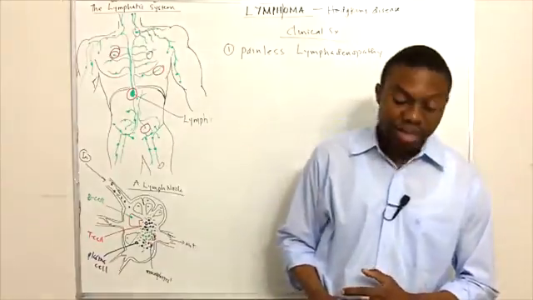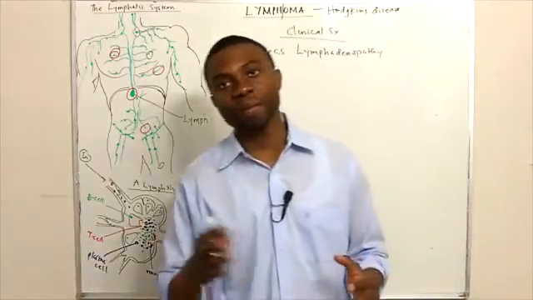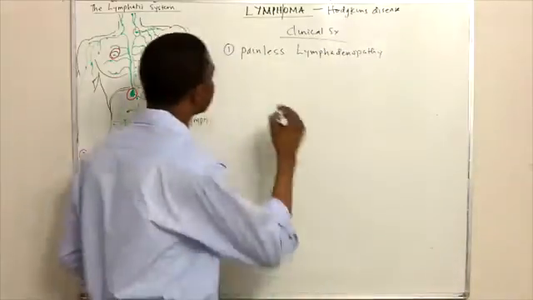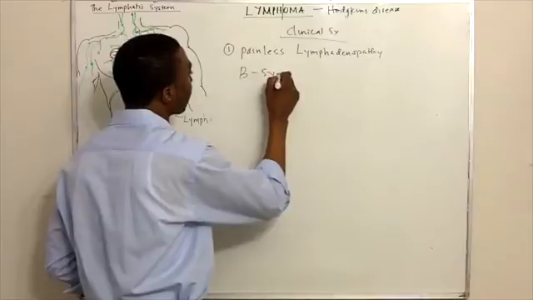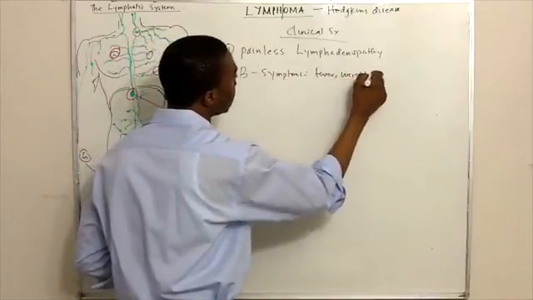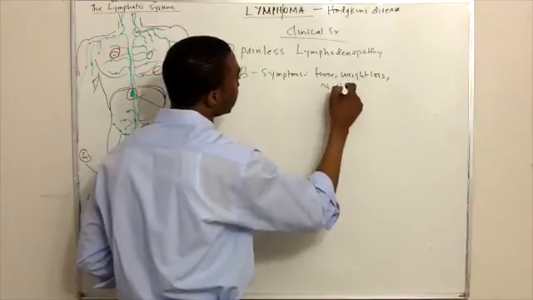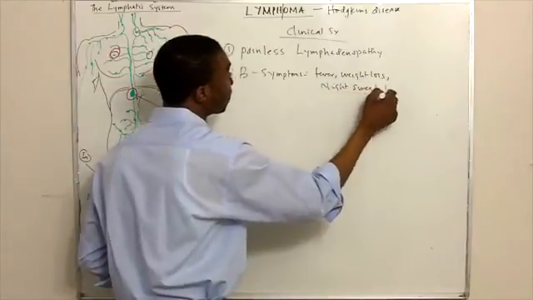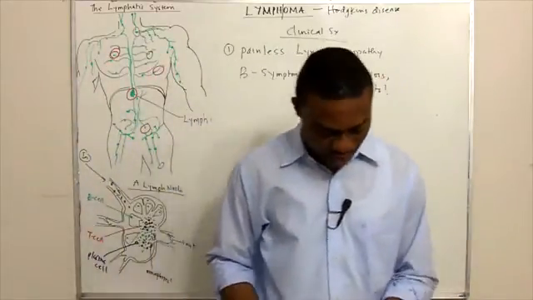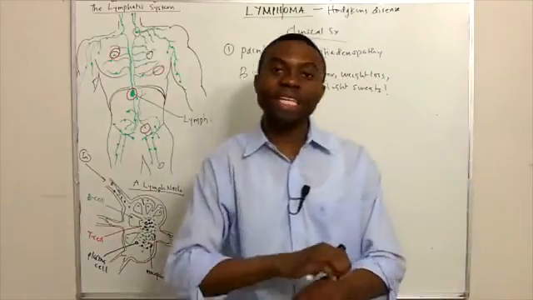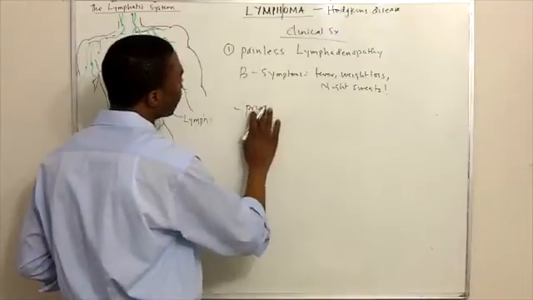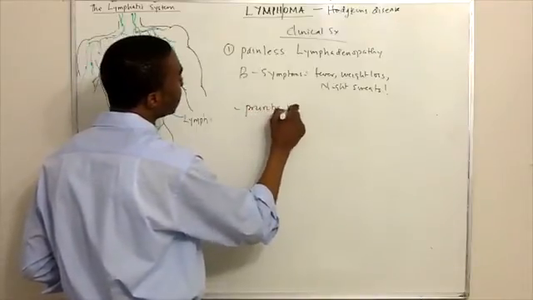Remember, they might have B symptoms or they may not have B symptoms, okay? B symptoms are fever, weight loss, and night sweats, right? If somebody's complaining of fever, weight loss, or night sweats, and they have painless lymphadenopathy, that is a very, very bad prognosis. And these patients can also have itching and cough. The fancy name for itching is pruritus.